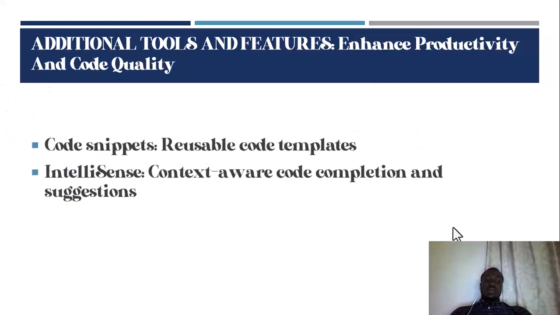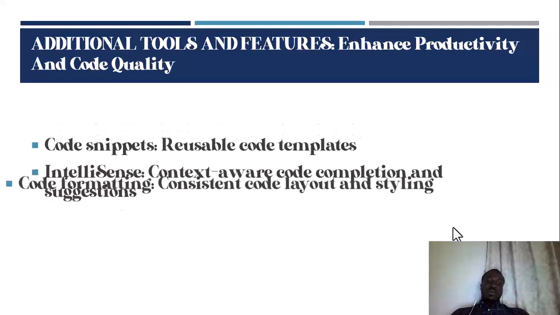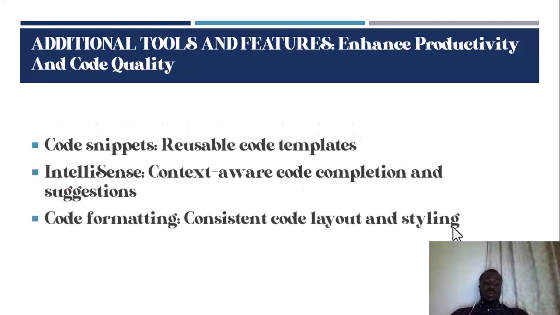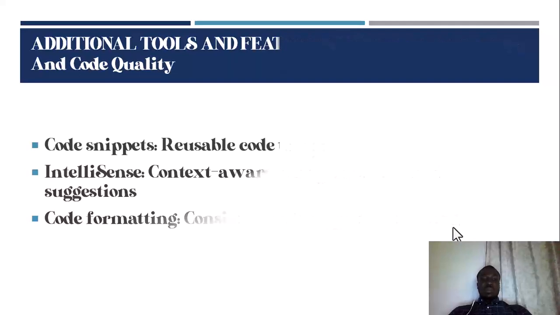Then we have IntelliSense. IntelliSense is context-aware code completion and suggestion. That one comes like a suggestion that will pop up for you to write your code. Then you have code formatting. Code formatting helps you to style your code and arrange it in a beautiful and very readable layout.